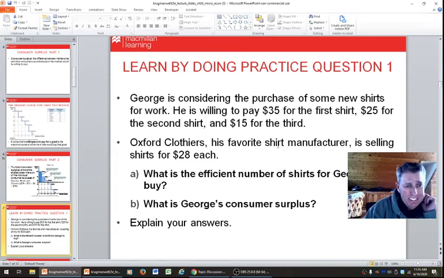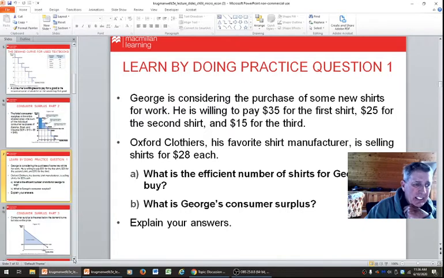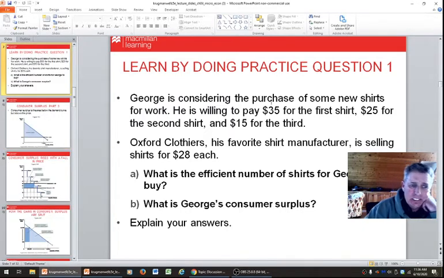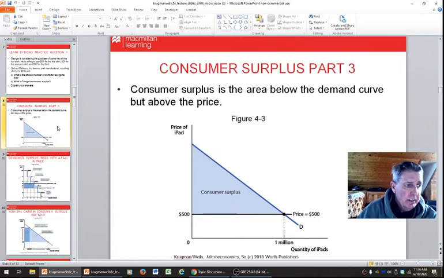So George, here's some math for you. He's considering purchasing new shirts. He's willing to pay $35 for the first, $25 for the second. Why? Well, the law of diminishing marginal returns, right? I don't need 3 shirts, I don't need 5 shirts. Well, maybe I'd need 5. But Oxford Clothiers, his favorite shirt, is selling each for $28. What's the efficient number of shirts for him to buy? You can go over that.